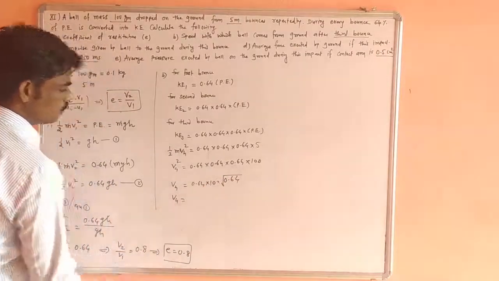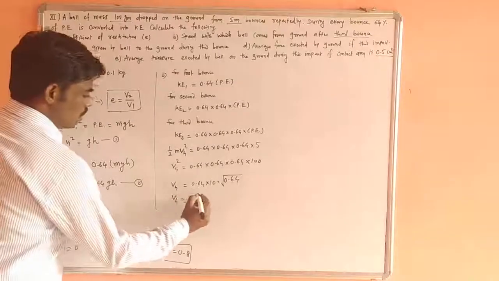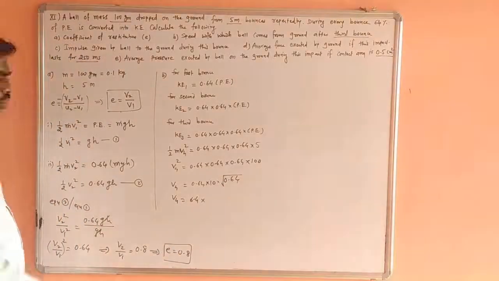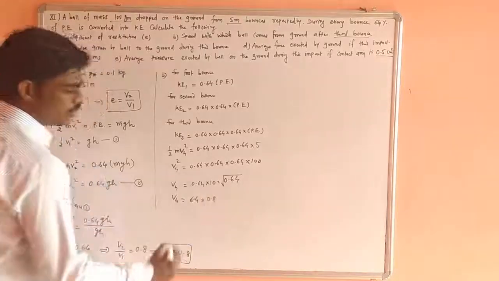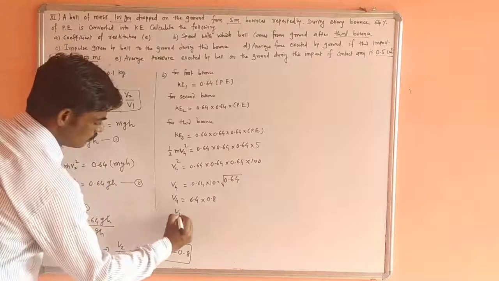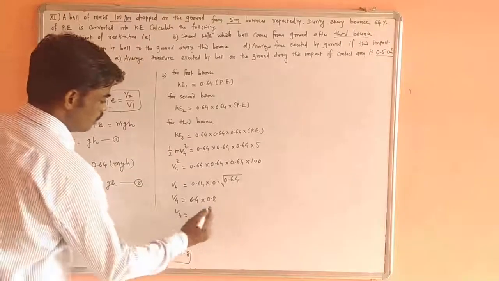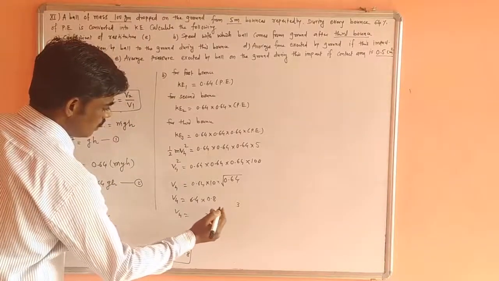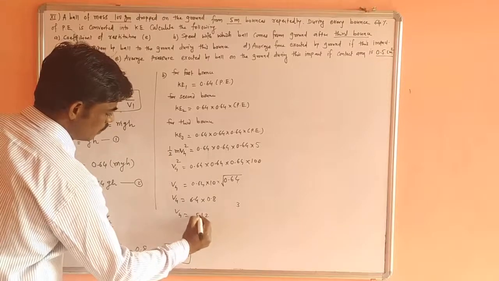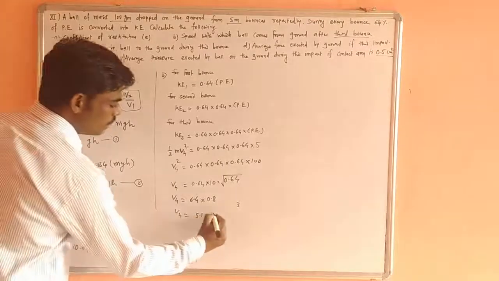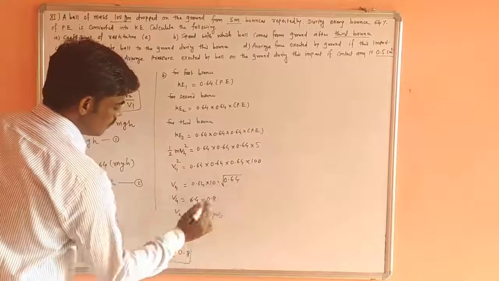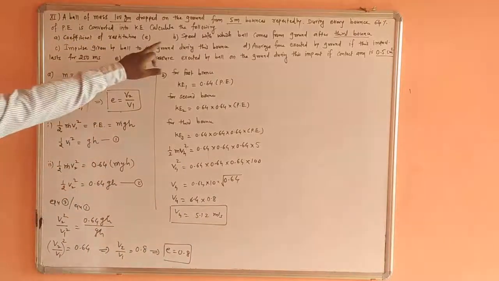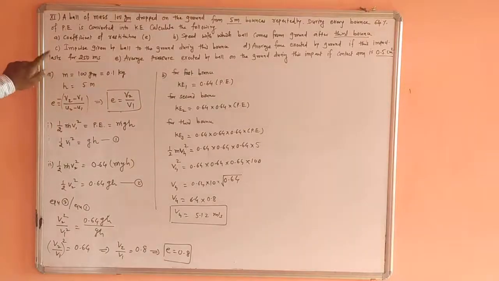So v4 is 6.4 into the square root of 0.64, which is nothing but 0.8. So multiplied by 2 then 5.12 meter per second. This is the velocity after the third bounce. This is the second answer, the velocity after the third bounce.